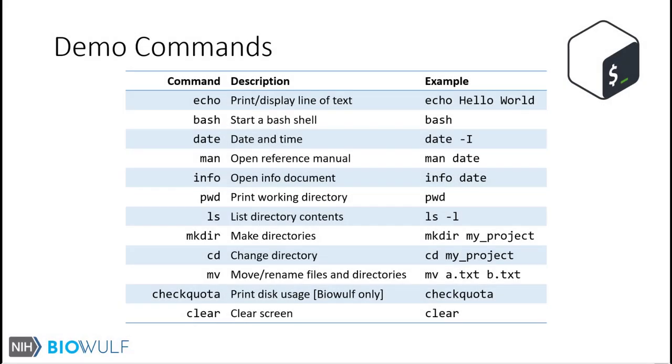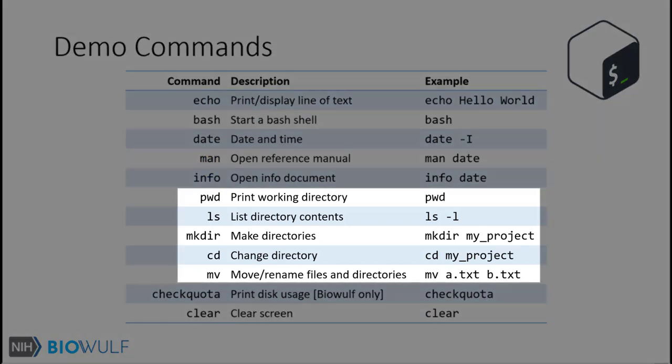Here is a summary of the commands we just went over. We started with the echo command that helps us print a line of text. The bash command starts a new bash shell. Date gives us the date and time. Manual and info commands are very helpful when you want to figure out how to use a command.